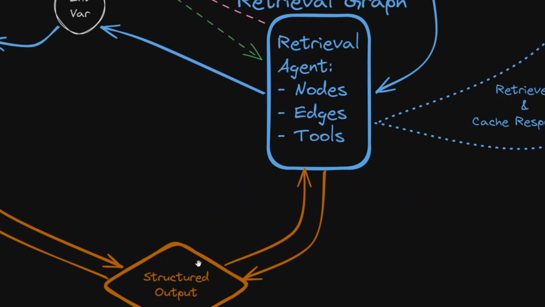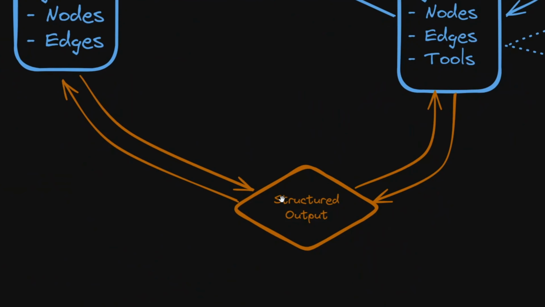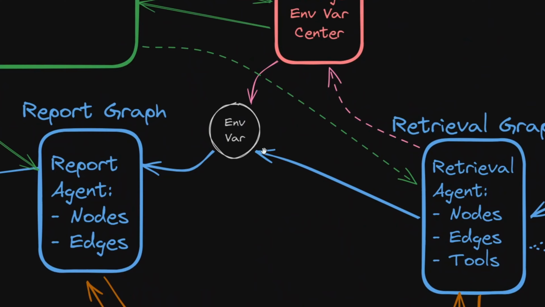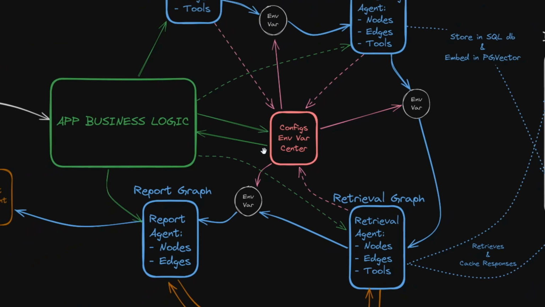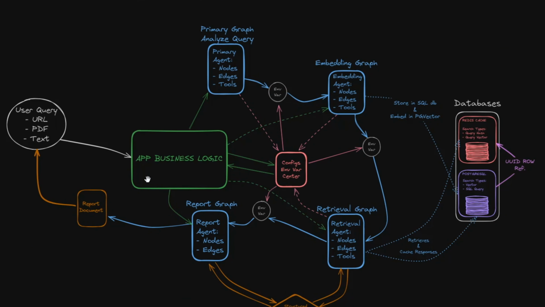So here the retrieval agent and the report agent are going to be using the structured outputs. So there will be an agent using a tool, and we want this structured output in order to make this report at the end. So you see the configuration here. We have a kind of circular configuration. There might be some issues with this configuration. That's why we're using this application business logic to handle those issues.